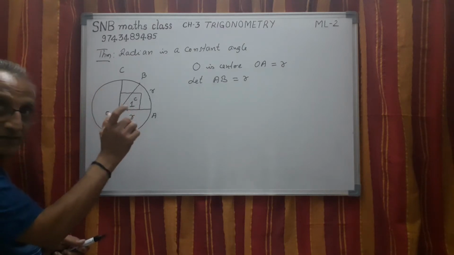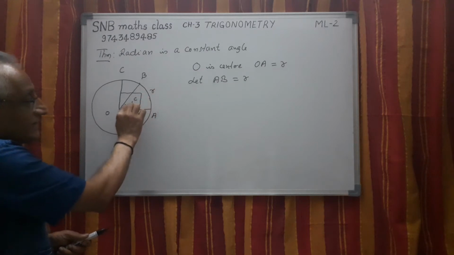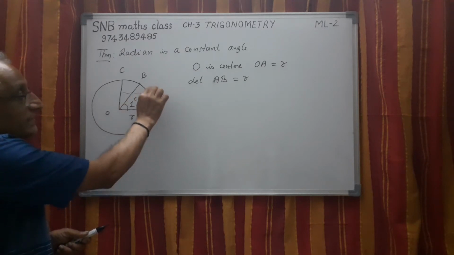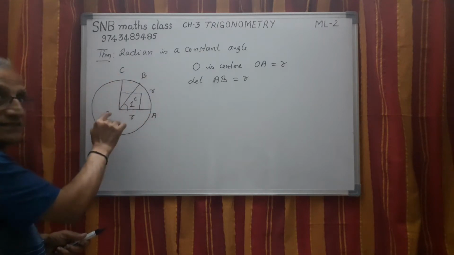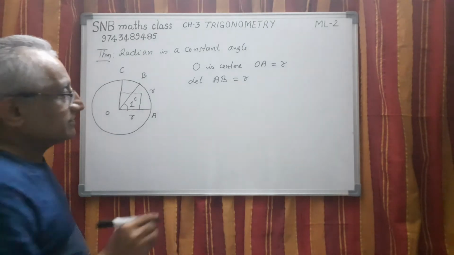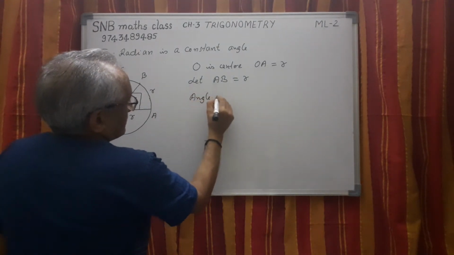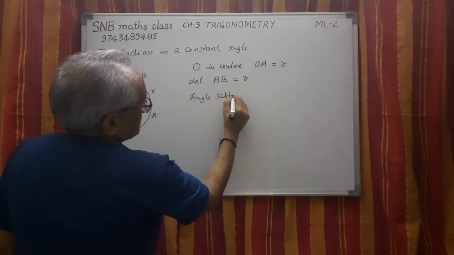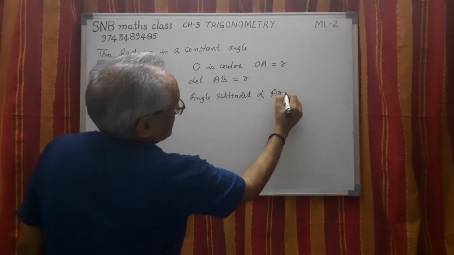Meaning, let me repeat again. Suppose radius is r, angle is 10 degree. Suppose radius is 2r, it becomes 20 degree. Suppose it is 3r, it becomes 30 degree. That means they are proportional. Therefore, this is one of the important properties. Angle subtended is proportional to arc length.